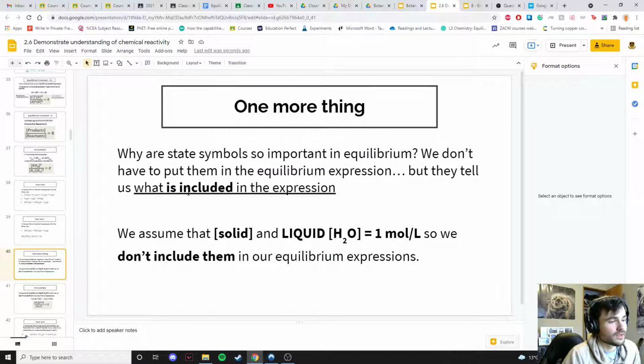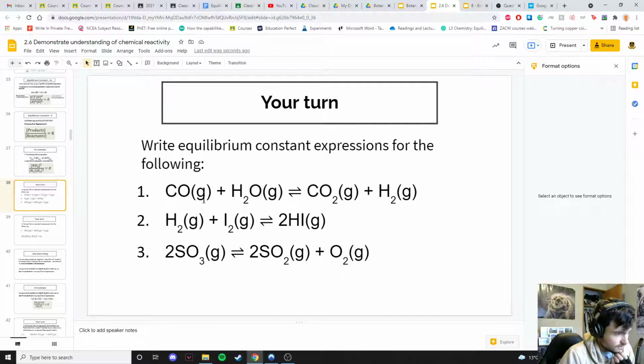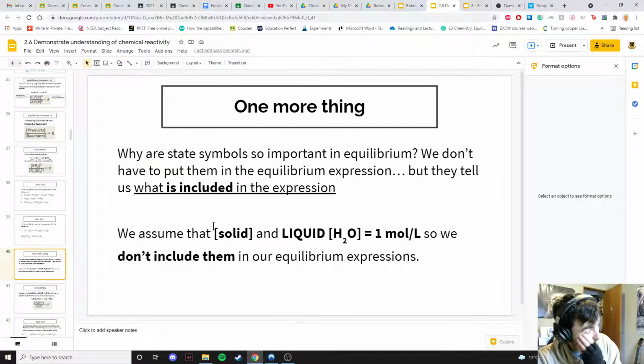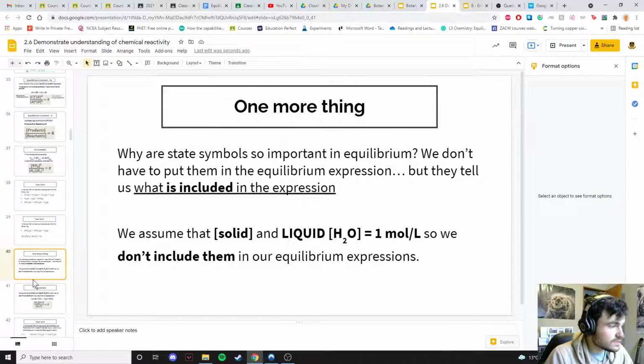One more thing. You may notice here they're all gases. This was not a coincidence. In fact, when we do expressions like this, if it's a solid or a liquid, so if it's an S or an L, we leave it out. We assume that solids and liquids just equal 1 mole per liter, because they're always really close to that. So we don't include them in our equilibrium expressions. If we see a solid or a liquid, we just leave it out.